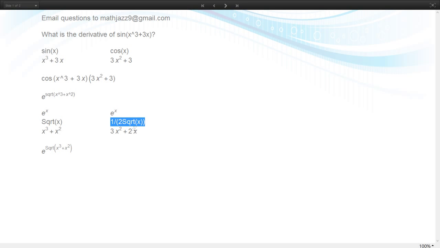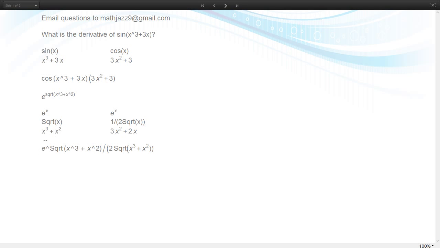I have 1 over 2 times the square root of x. So I'm going to multiply by 1 over 2 times the square root of x, which is the same as just dividing by 2 times the square root of x, like so. But then I have to go diagonally to the left, and I have this polynomial. So I plug this polynomial into this function. I get x cubed plus x squared.